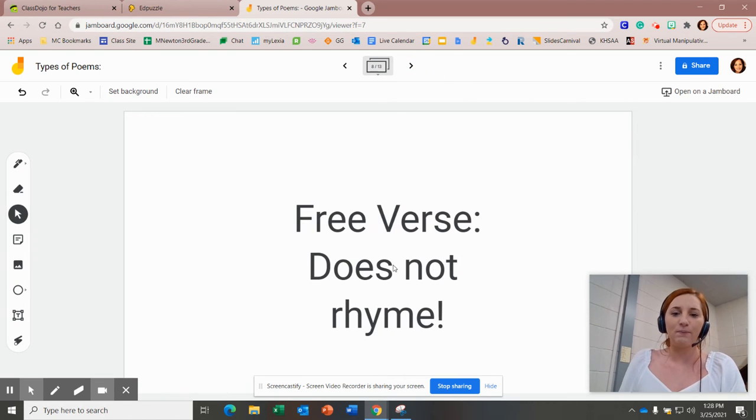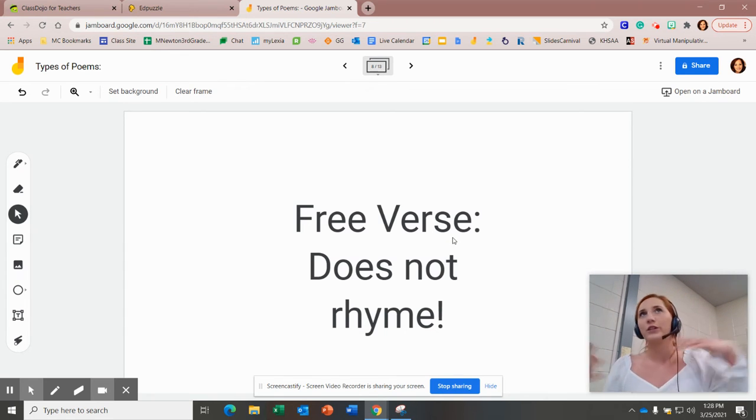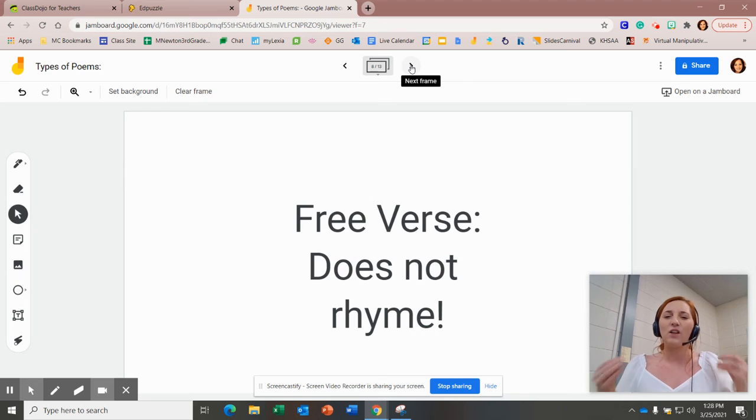All right, next example is called free verse. Free verse has its own thing going on. I kind of think of like a hippie, like you're a free spirit. Free verse does not rhyme. It just does its own thing, but it's still got a lot of imagery and it's still powerful in the things that it's saying. So you know it's a poem.